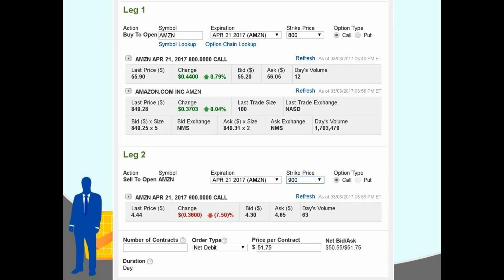All right, so here's an Amazon call spread, and it's a debit spread because you would be paying money in the beginning in order to gain a profit, hopefully later on. And it's vertical because the type of option is the same. We're buying a call and selling a call. Same underlying stock, Amazon and Amazon. Same expiration date, April 21st and April 21st. The only difference is the strike prices.